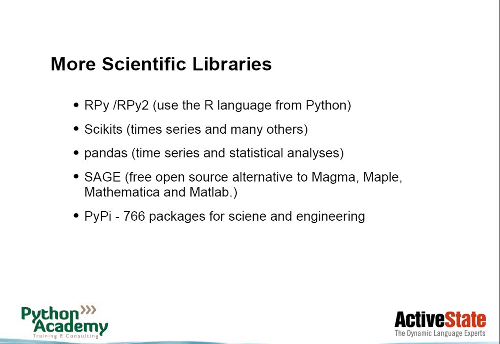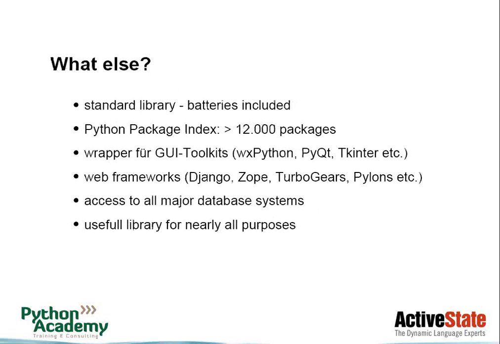There's Sage, which runs in the browser, and they strive to be an alternative to Magma, Maple, Mathematica, and Matlab. They use a lot of the things I showed here, NumPy, matplotlib, but connected in one package. And if you go to PyPI, the Python Package Index, it has about 760 packages that are tagged with science and engineering. So there's quite a lot of things to explore there.